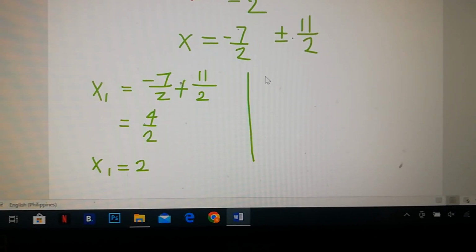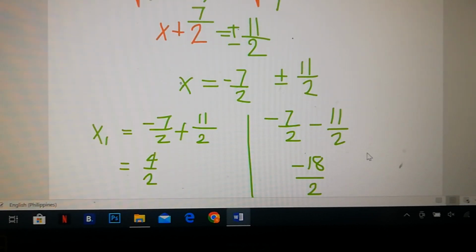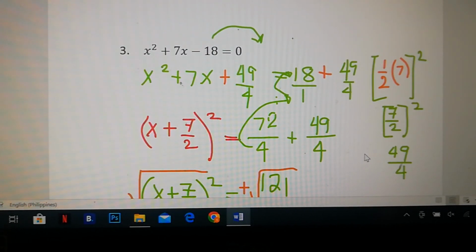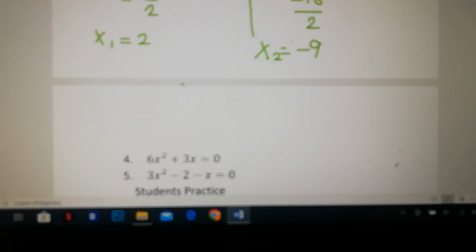Your second solution is negative 7 over 2 minus 11 over 2. Negative 7 minus 11 is negative 18 over 2, equal to negative 9. So your second solution is equal to negative 9. So solution number 1, x equal to 2. Solution number 2, x equal to negative 9.